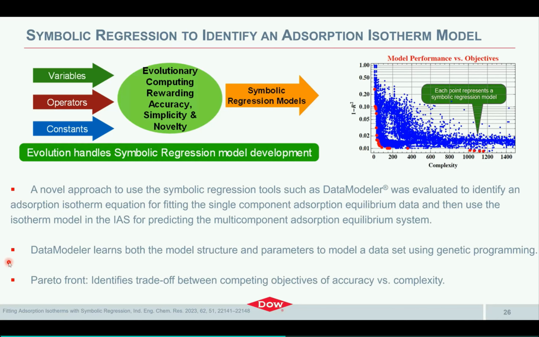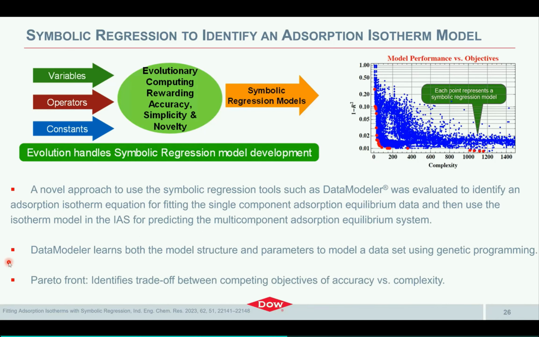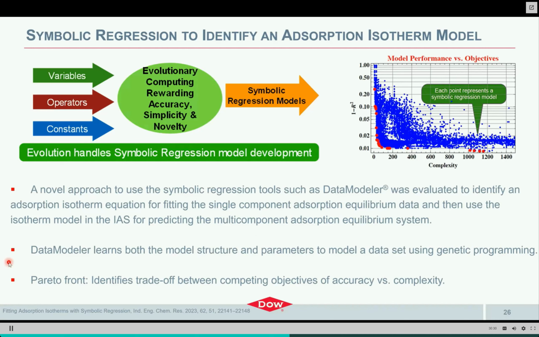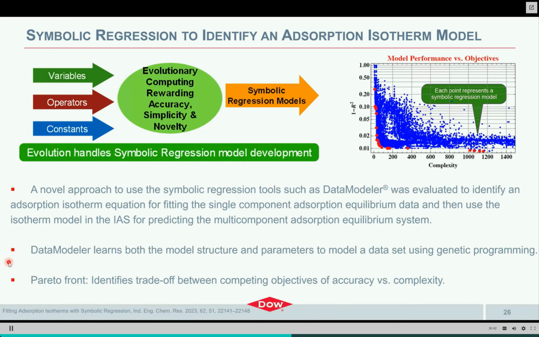So unlike the traditional approach where you fix the isotherm equation and fit the parameters in the isotherm, you will use Data Modeler or symbolic regression tools to come up with the isotherm equation for you using the data. And Data Modeler shows the result in terms of accuracy versus complexity, such as the figure on the top right corner. So each point in this figure corresponds to a unique symbolic regression model or the isotherm model. And based on the desired accuracy and complexity, you can pick any point on the Pareto curve, which is the outer surface of this envelope. And then you can use that inside gPROMS and use that with the IAS model.